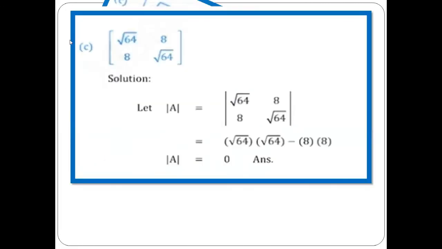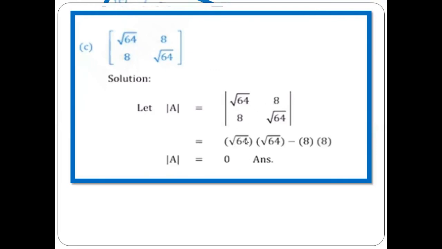This is book question C of exercise 7.4, question 1 part C. Its matrix contains root 64, 8, 8 and again root 64. Now how will you find the determinant? First multiply the elements of the leading diagonal. Root 64 will be multiplied by root 64, minus the elements of the non-leading diagonal that contain 8 and 8.